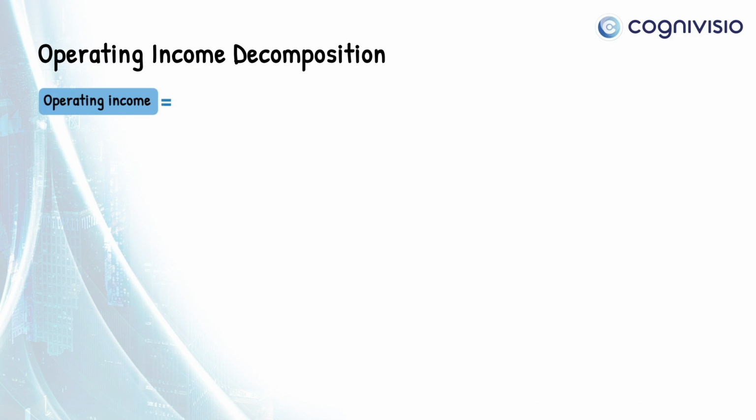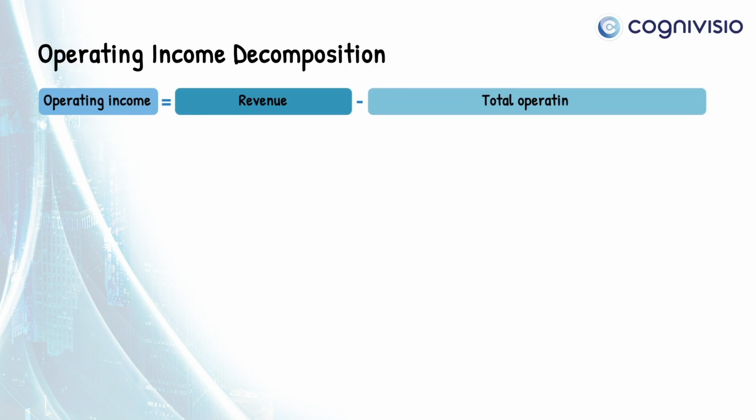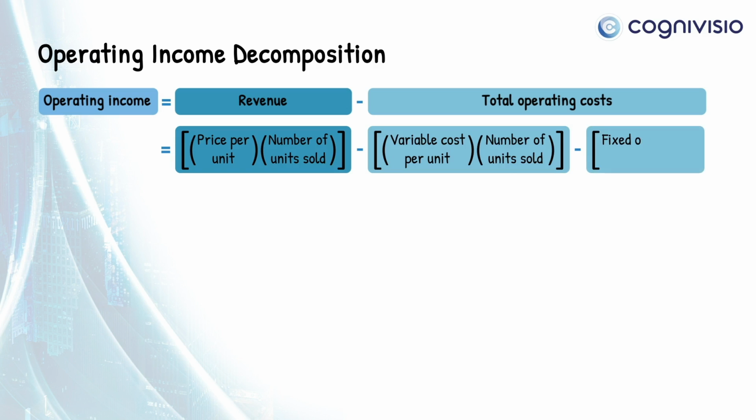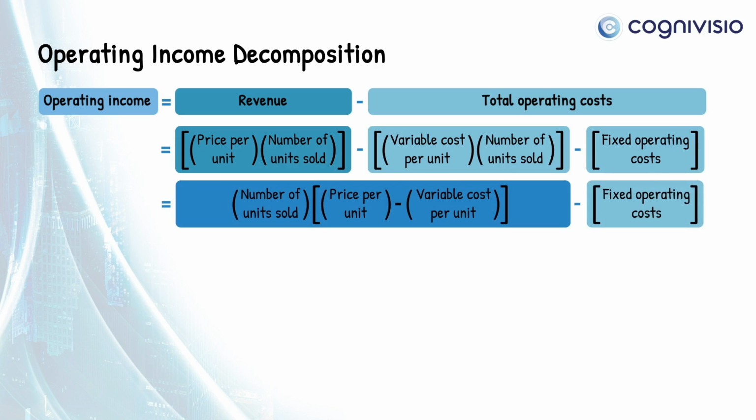Operating income is equal to revenues minus total operating costs. Thus, operating income is equal to price per unit multiplied by number of units sold, minus variable cost per unit multiplied by number of units sold, minus fixed operating costs. Each unit sold covers its variable cost in addition to a portion of the fixed costs.